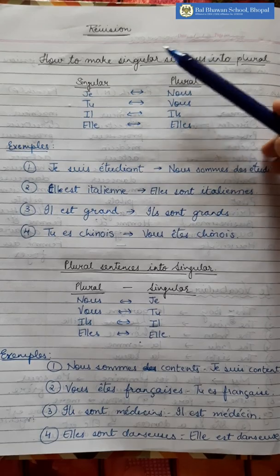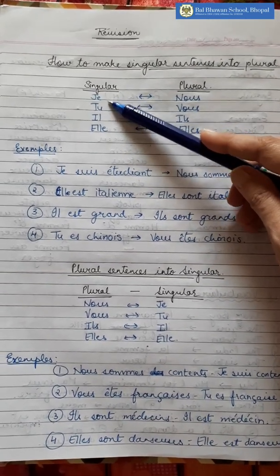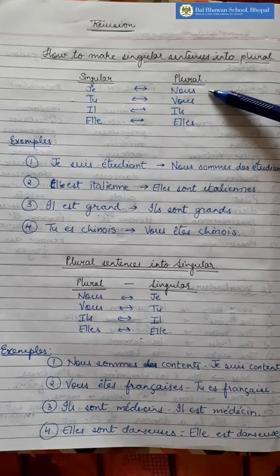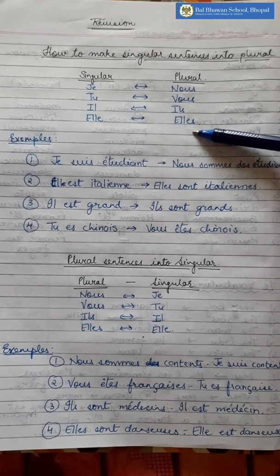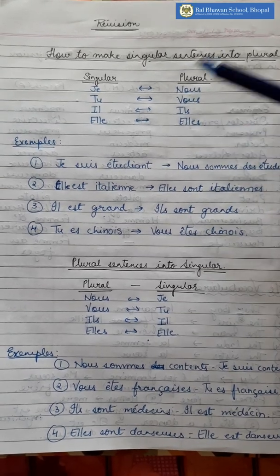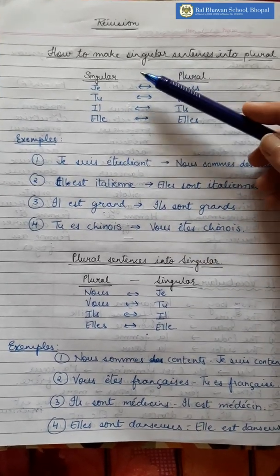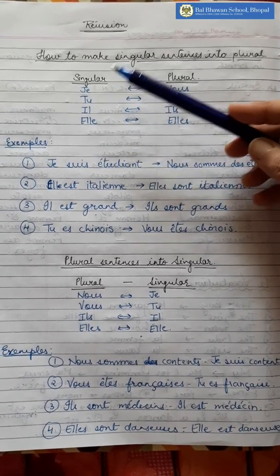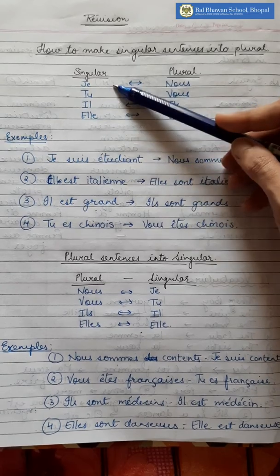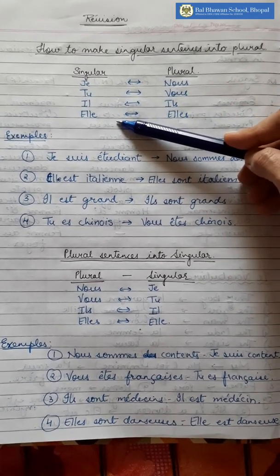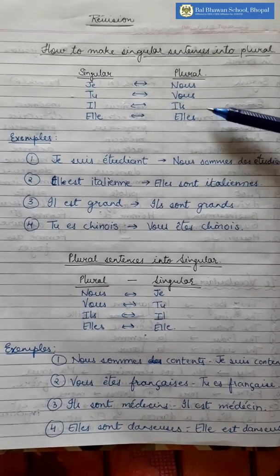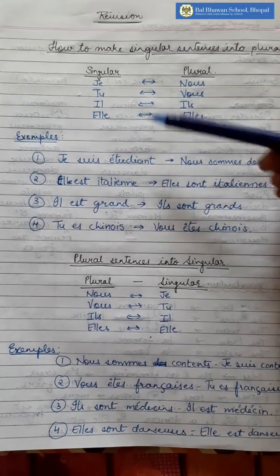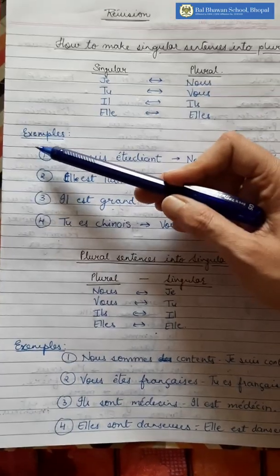Okay, so as you know, these four are the singular pronouns: je, tu, il, elle, and these four are the plural pronouns: nous, vous, ils, elles. Okay, so the conjugation of the verb être with these pronouns will be: je suis, tu es, il est, elle est, and here nous sommes, vous êtes, ils sont, elles sont. Okay, now if we look at the examples, in French example is known as exemple.